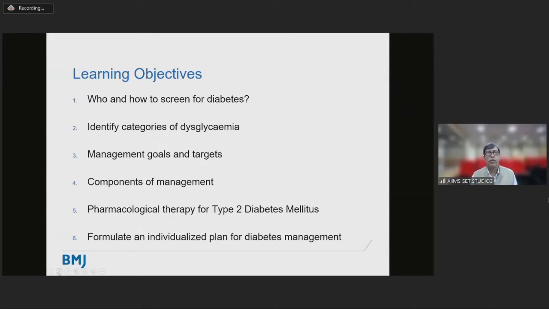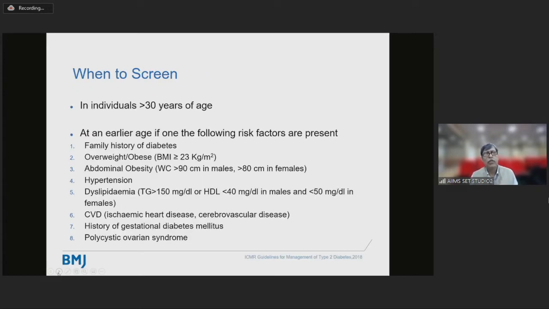The learning objectives of this afternoon are who and how to screen for diabetes, identify the categories of dysglycemia, management goals and targets, components of management, then the pharmacological therapy, and we'll wind this up by formulating an individualized plan for diabetes management. Right. So when to screen?